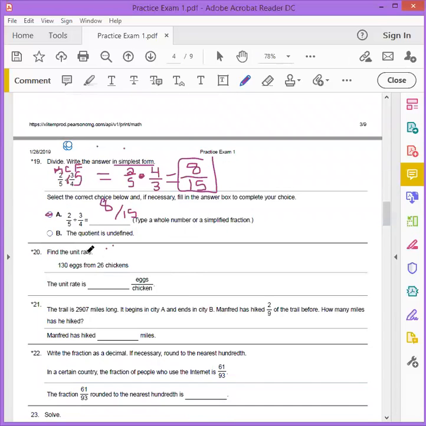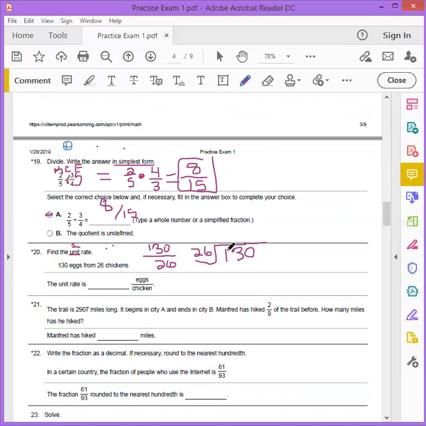All right. For number 20, find the unit rate. Again, that's the amount for 1. We have 130 eggs from 26 chickens. So the unit rate would be how many eggs for 1 chicken, or per chicken. The unit rate would tell us how many eggs we get from each chicken. Divide 26 into 130 to determine the unit rate.